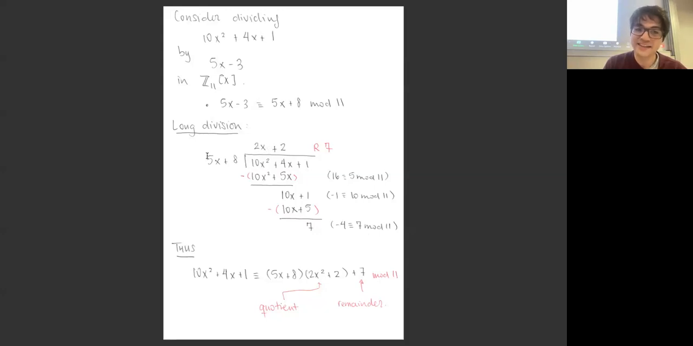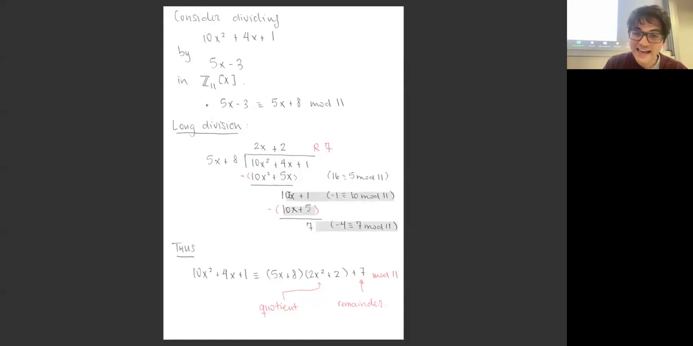So 2x times 5x is 10x squared, mod 11 is 10x squared. And then you get 2x times 8, which is 16x. And mod 11, that's 5x. Then we take the difference. So 10x squared minus 10x squared is 0, which is what we were trying to do on purpose. 4x minus 5x is minus x, mod 11 is 10x. So that's where we get 10x here, plus 1.